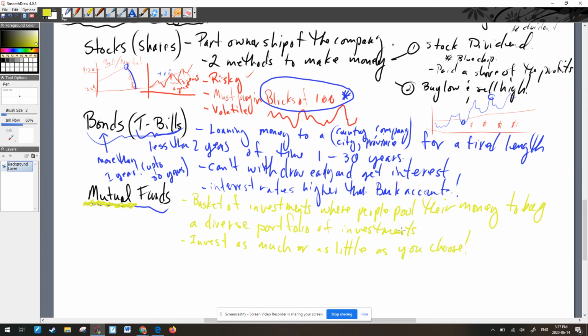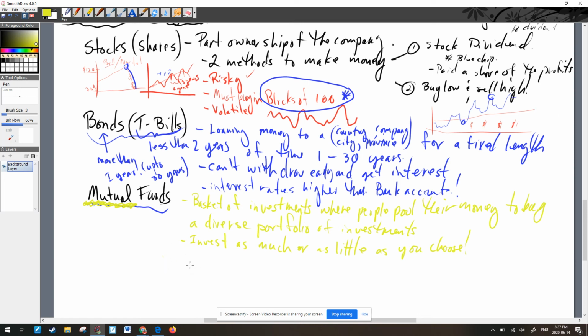Okay, so maybe you really want to buy some of Apple, but Apple shares are, I don't even know what they're going for now, a lot. You don't have enough money to do that. But what you can do is buy into a mutual fund that owns Apple, and you can buy a piece of the mutual fund. So if Apple goes up, the mutual fund goes up. If Apple goes down, the mutual fund goes down. And so it's not like it's only one thing. It will usually be a diverse portfolio.